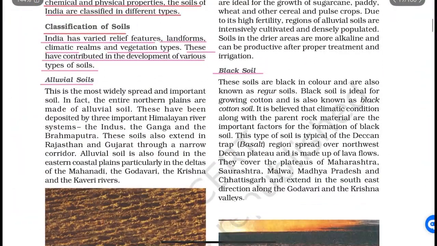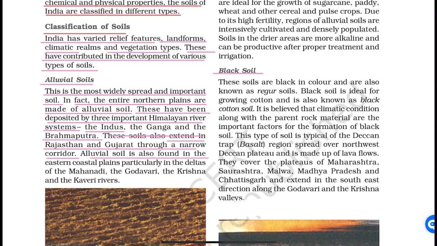So let's study alluvial soil. This is the most widely spread and important soil. In fact, the entire northern plains are made of alluvial soil. These have been deposited by three important Himalayan river systems, the Indus, the Ganga, and the Brahmaputra. The soils also extend in Rajasthan and Gujarat through a narrow corridor.